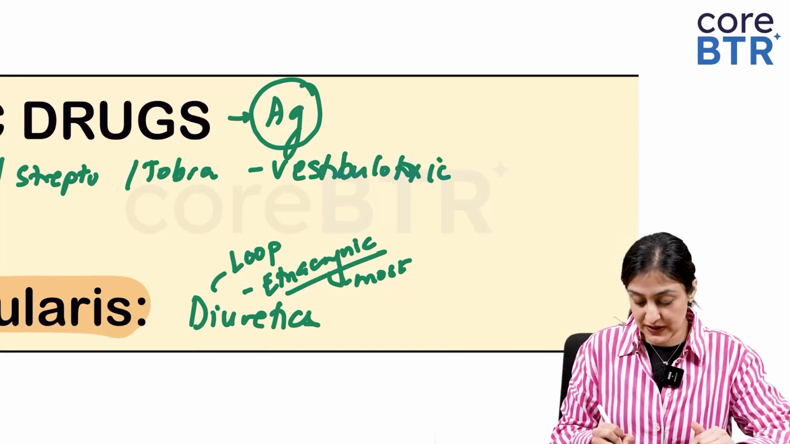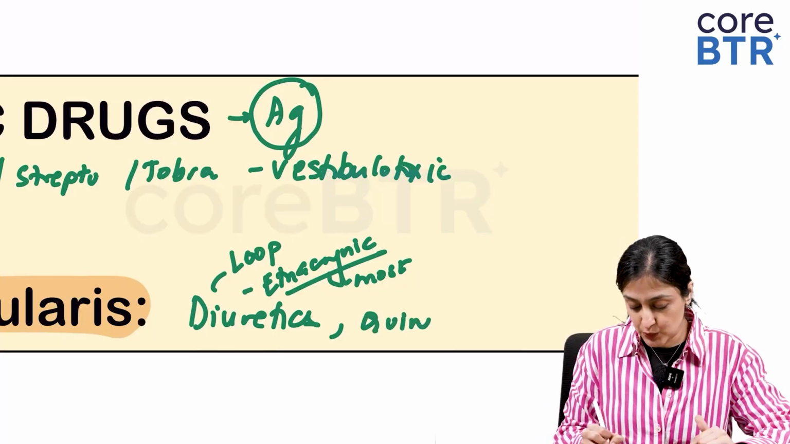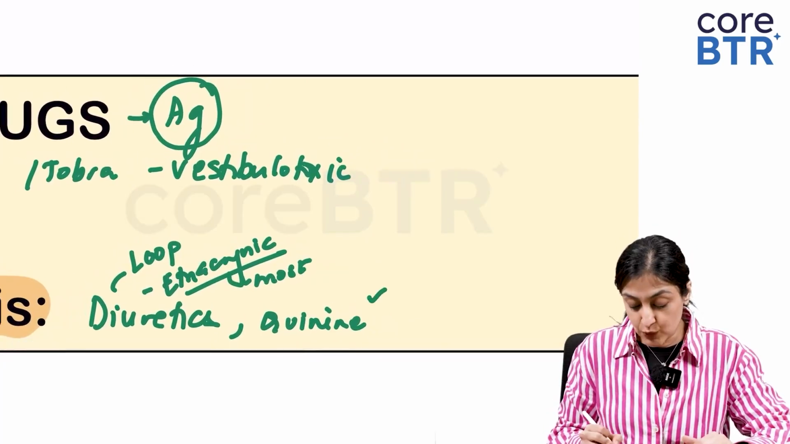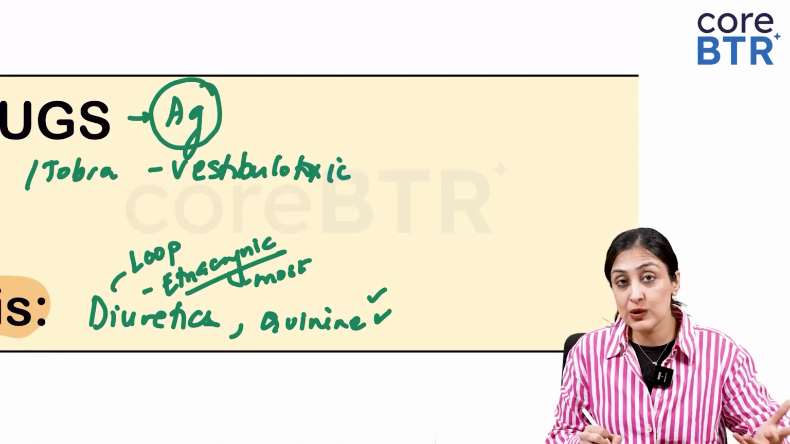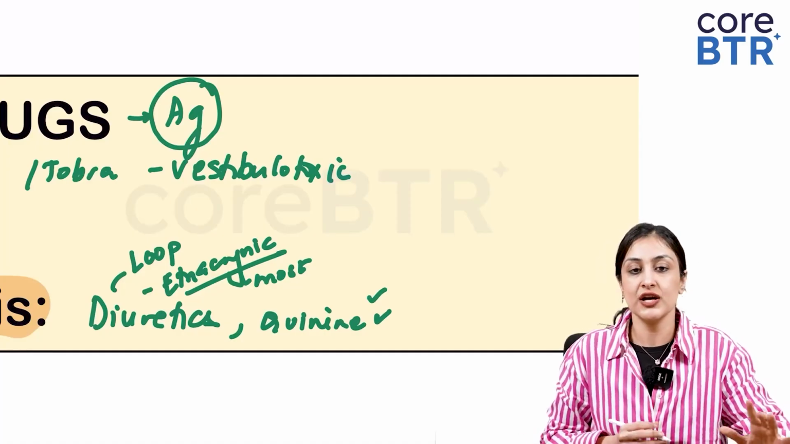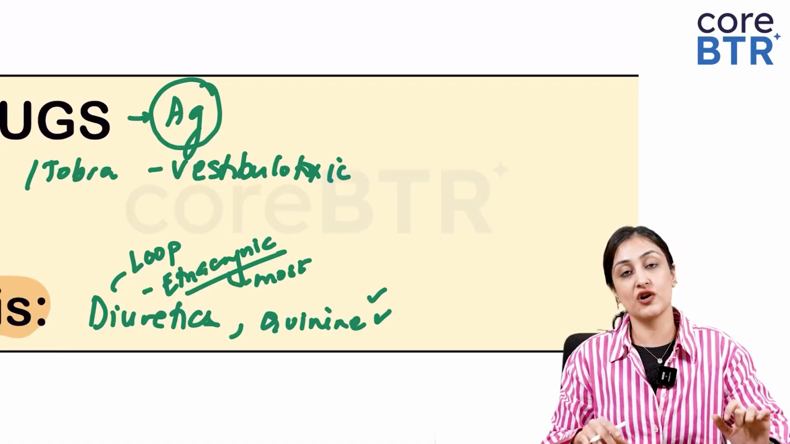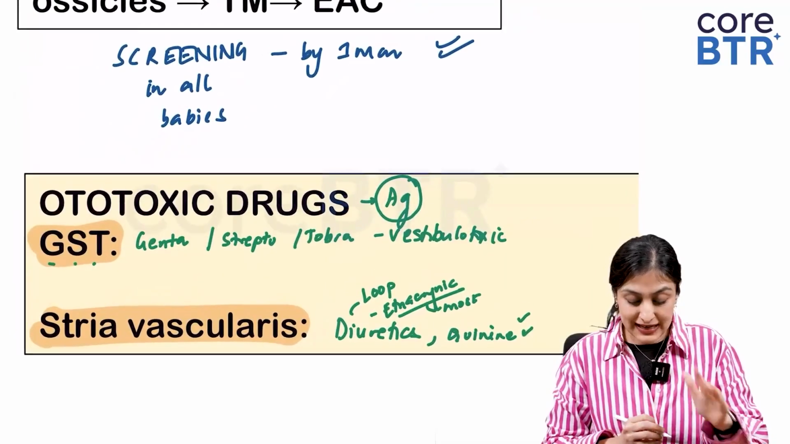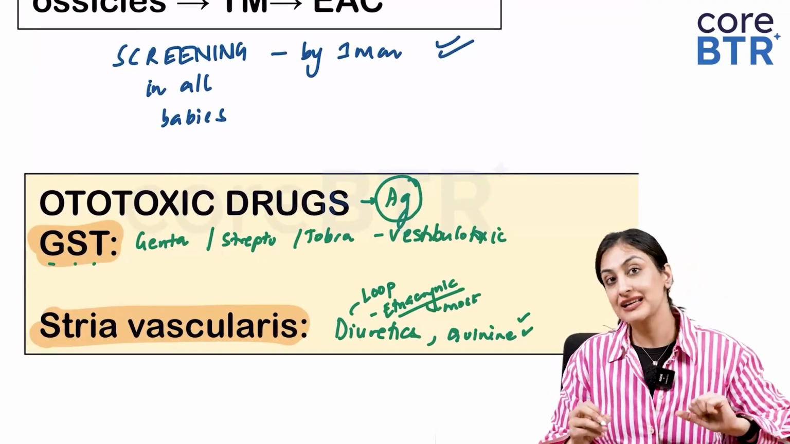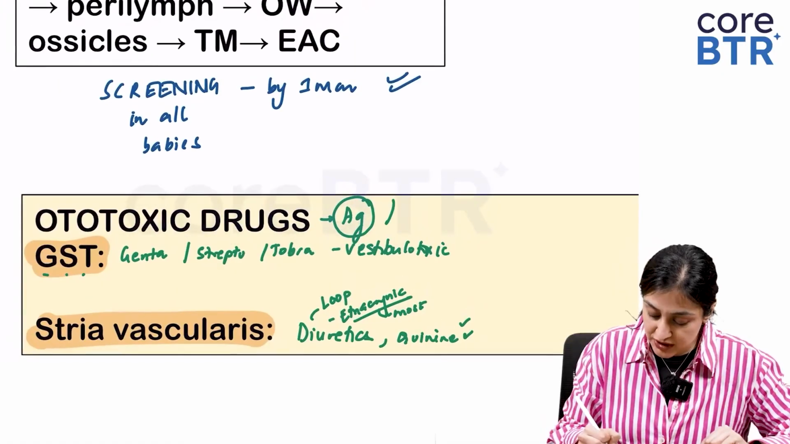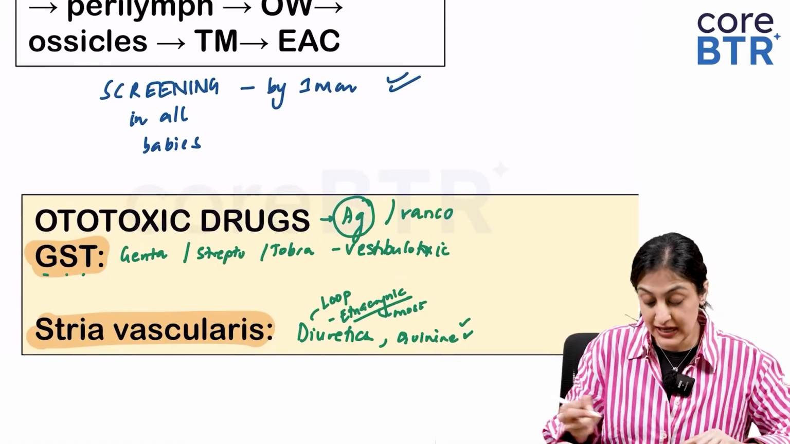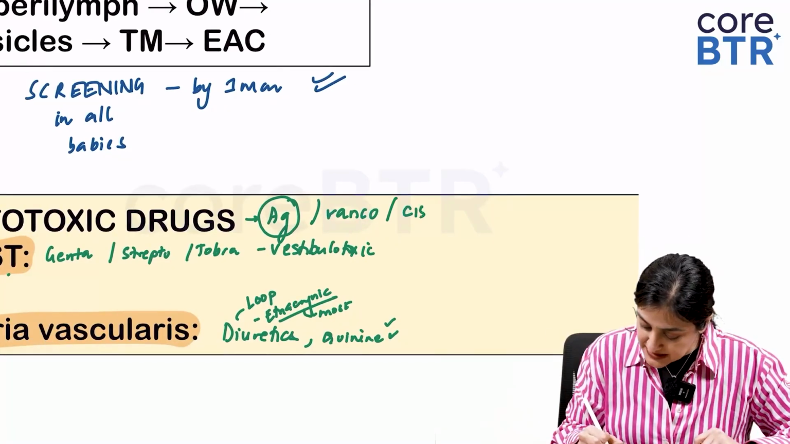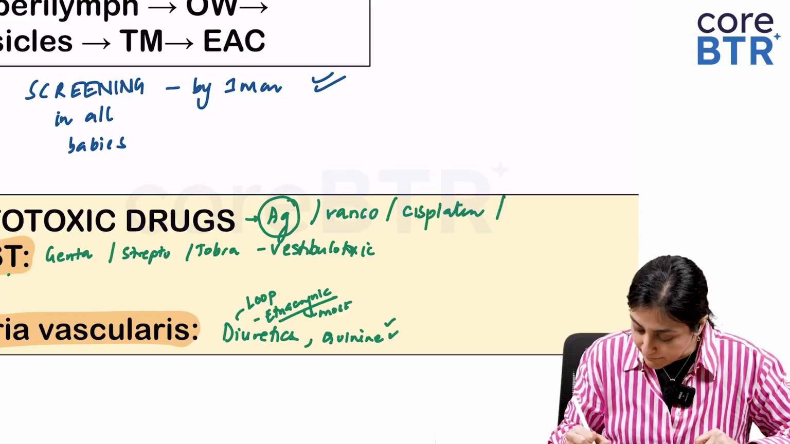So diuretics are one class and the other class is quinine and its family. What is the family of quinine? We have quinine, we have hydroxyquinine, and you have colchicine. All of the quinine class of drugs also attack the stria vascularis, right? So can I say everything else is cochlear toxic? Yes, you can. Particularly, which other drugs are cochlear toxic? We have aminoglycosides, vancomycin, cisplatin, and macrolides.